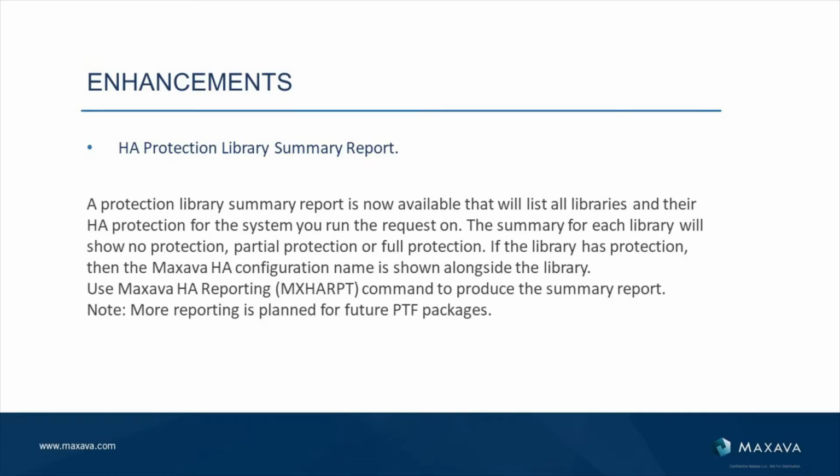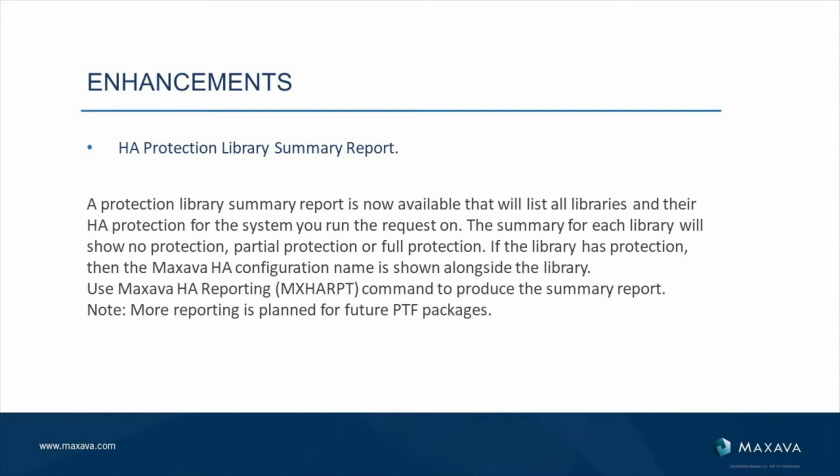HA Protection Library Summary Report. A Protection Library Summary Report is now available, and this will list all libraries and their HA protections for the system that the report runs on. The summary for each library will show no protection, partial protection, or full protection. If the library has protection, then the Maxava HA configuration name will also show alongside the library display.